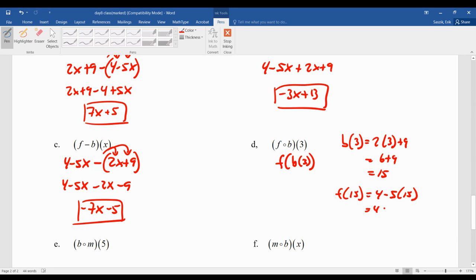And 5 times 15 is 75. And if you subtract that, you get negative 71. So what's new here is this notation. This notation's new, but we've actually done this before.